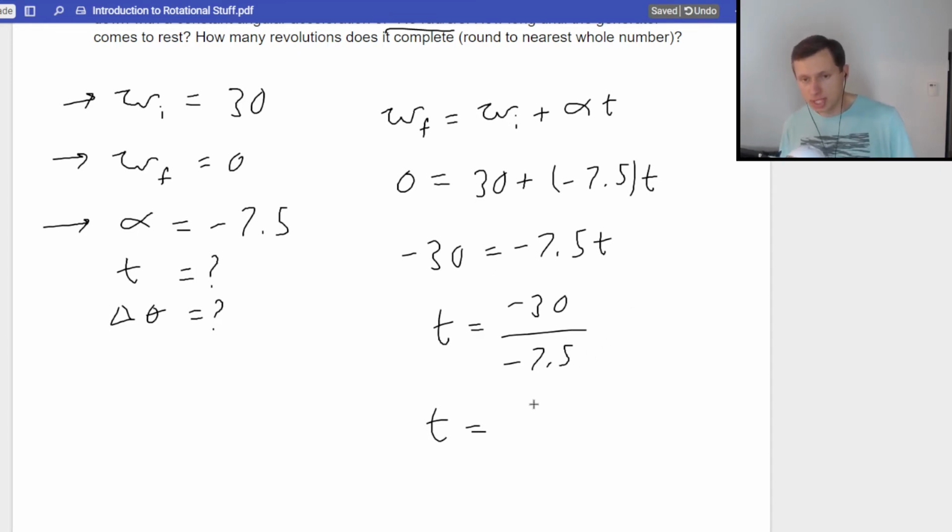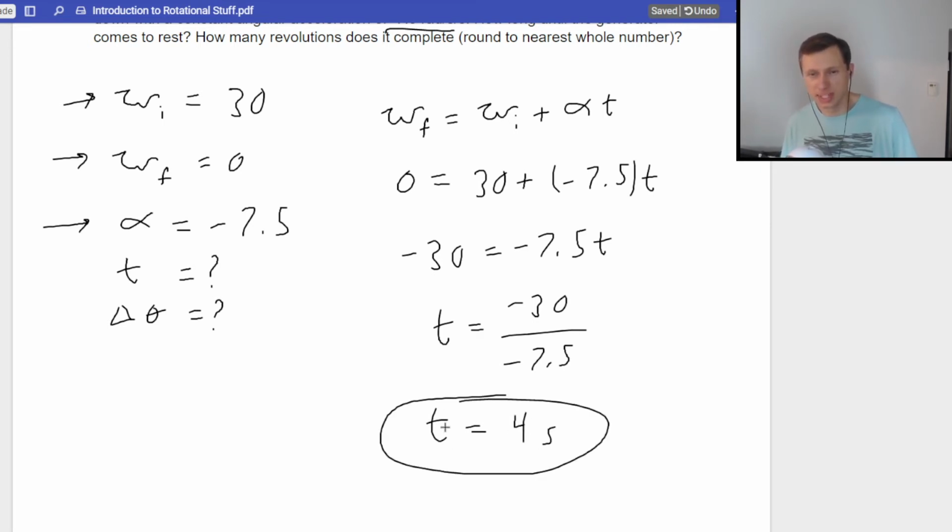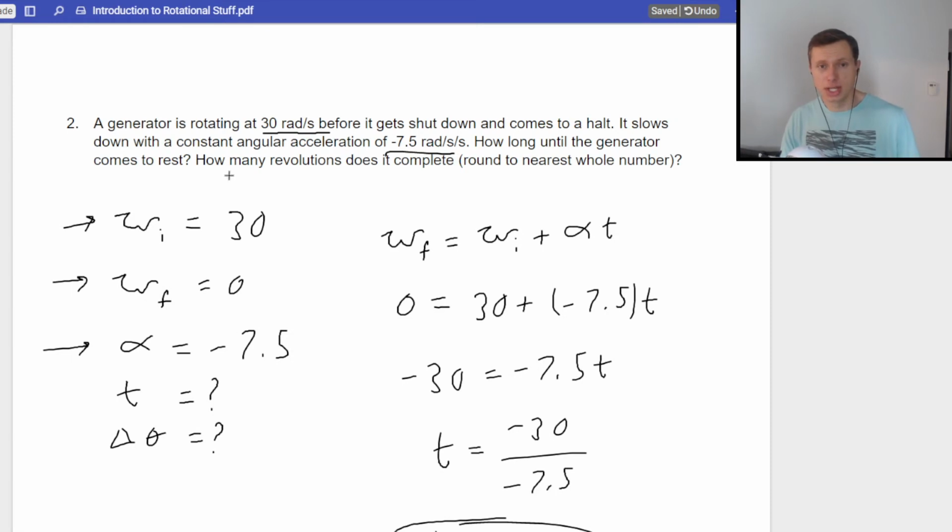And hopefully you got the same answer as me, or if you didn't get it yet, you're probably close, hopefully. The time is going to be 4 seconds. So all you had to do was plug in the values here in the right spot, and then it was just algebra. Pretty straightforward. So time of 4 seconds for this first part. The second part of the question, how many revolutions does it complete? Round our answer to the nearest whole number.